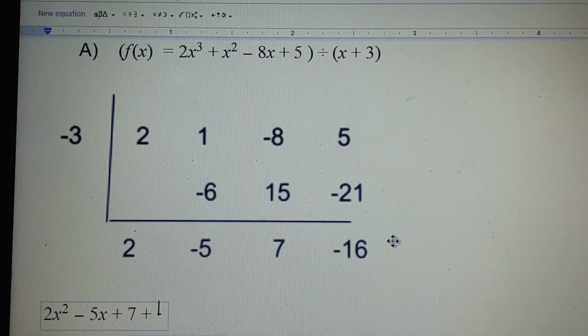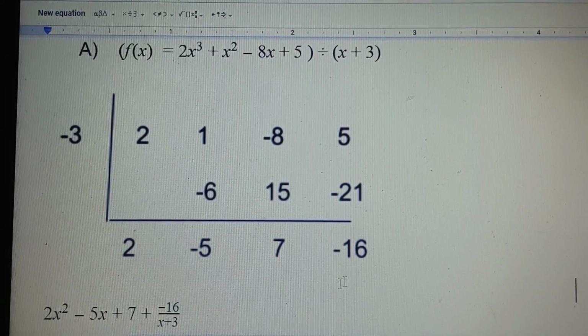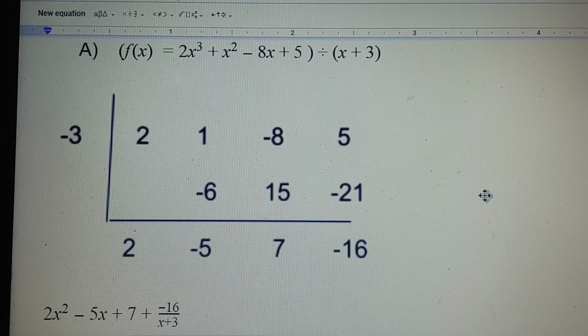Put my negative 16 on top, and what I divided by, my x plus 3, on the bottom. And now I am done with the first problem.